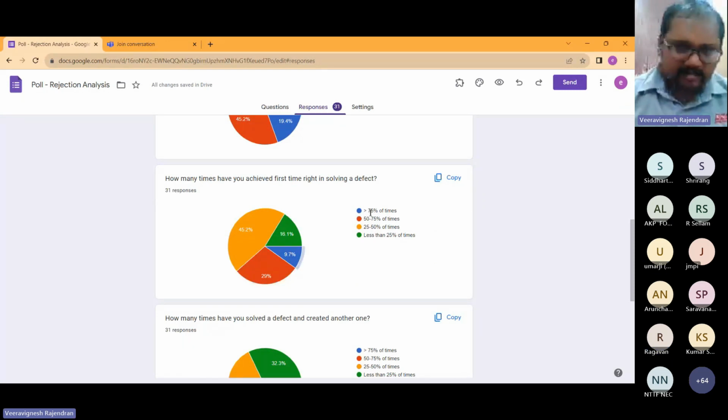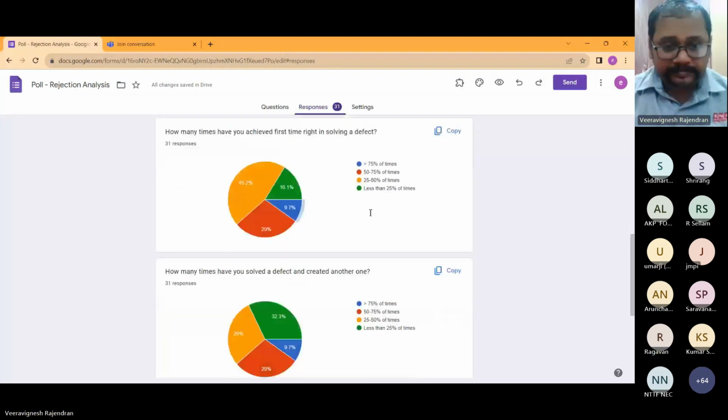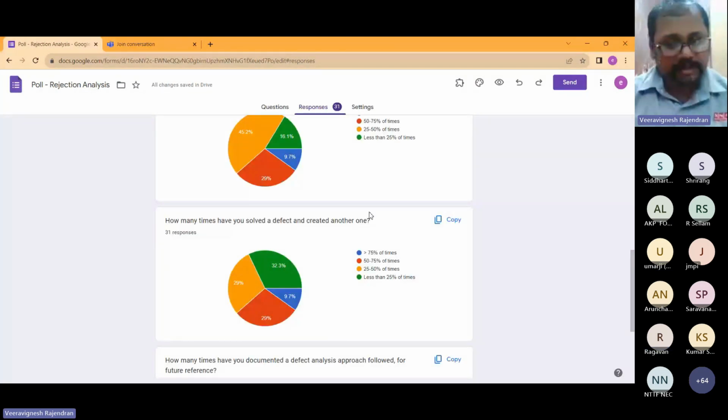If everything is greater than 75% of the times, then that is the least amount of cost, time, and effort spent to solve a defect. But people have opted the other way. Greater than 90% of people have told that it is less than 75% of their total attempts that they have solved the defect first time right. That means a lot of iterations in solving a defect is happening, which is going to cost you effort, time, money, whatever we call. Everything is getting consumed or wasted, or not going in the right direction, maybe I should say.